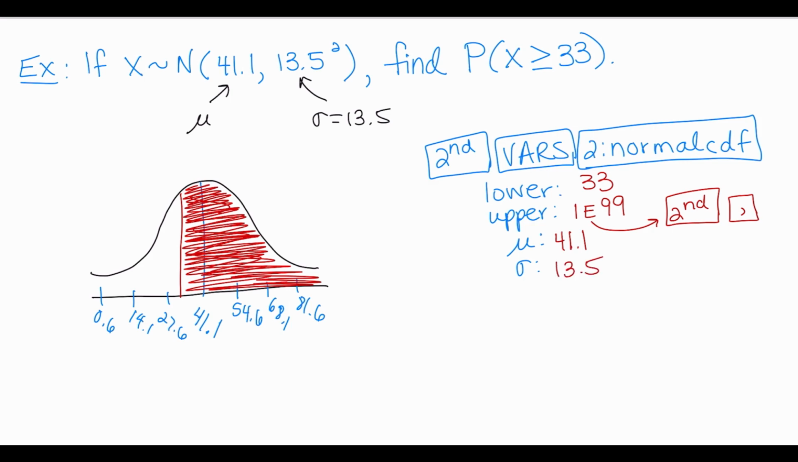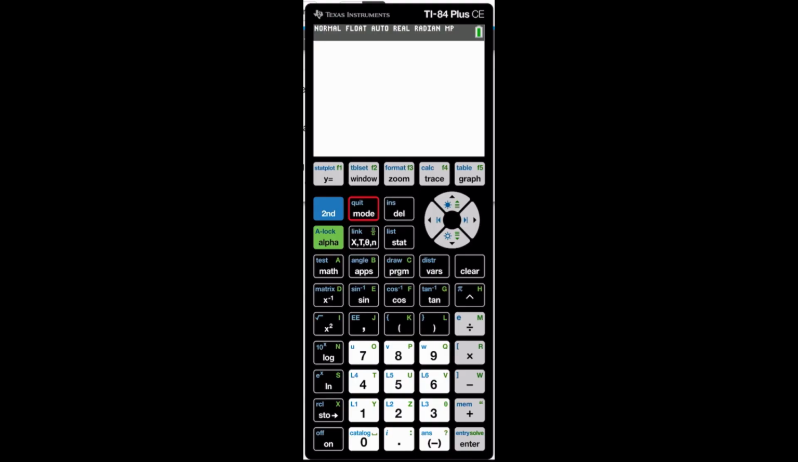So I'm going to go over to the calculator and show you how to enter this. So we're going to go second vars. You're going to go to normal CDF. The lower bound is going to be 33. My upper bound is 1, remember, second comma for exponential, 99. That means positive infinity. The mean here is going to be 41.1 and the standard deviation is 13.5. I'm going to press paste and then I'm going to press enter. And so the answer is 0.726 if I round it to 3 significant figures.